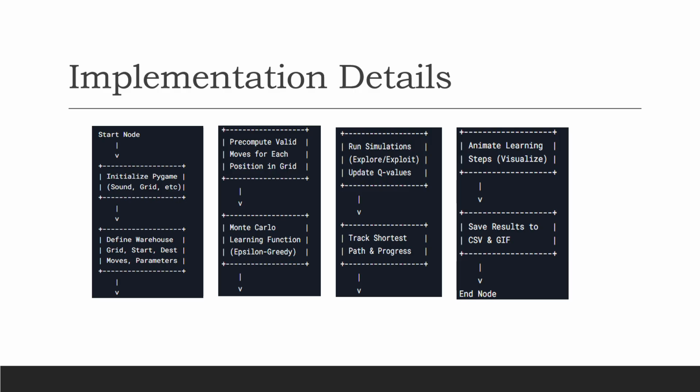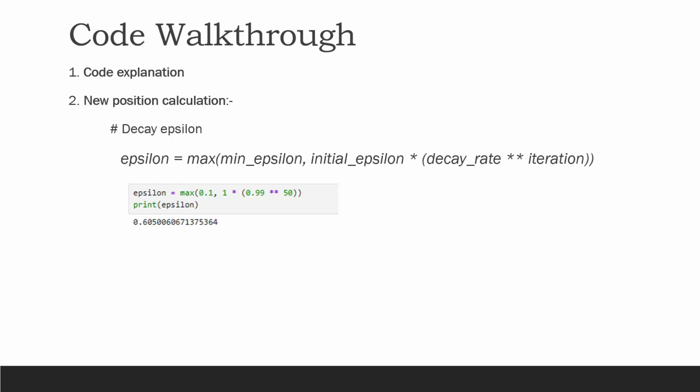These are the basic implementation details. Nothing has been added much. The learning rate, alpha, and the discount factor, gamma, are the things that have been taken here. We will study about it. And now we'll go to the code walkthrough.